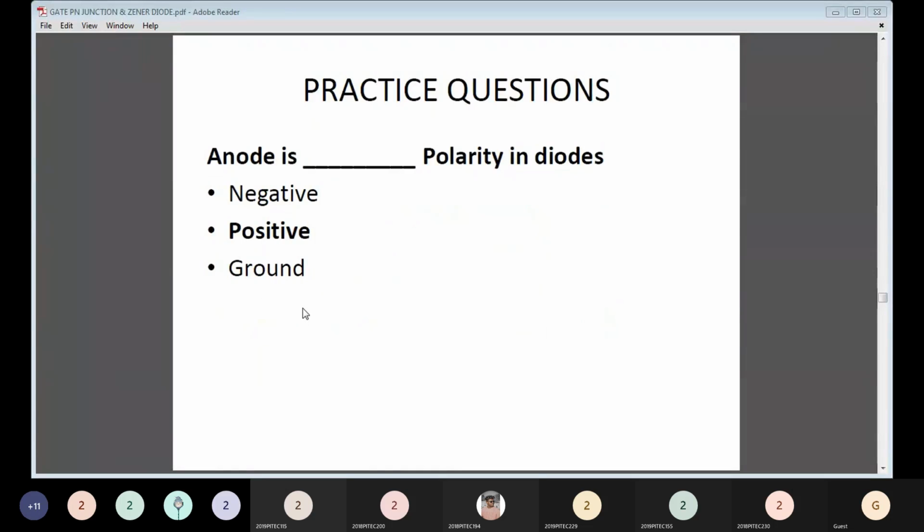Next. Anode is a dash polarity in diode. Polarity is nothing but whether it is positive or negative. A diode has two terminals, one is a positive terminal and the other a negative terminal. The positive terminal will be called the anode, and the negative terminal of the diode will be called the cathode. So anode is the positive polarity in the diode.